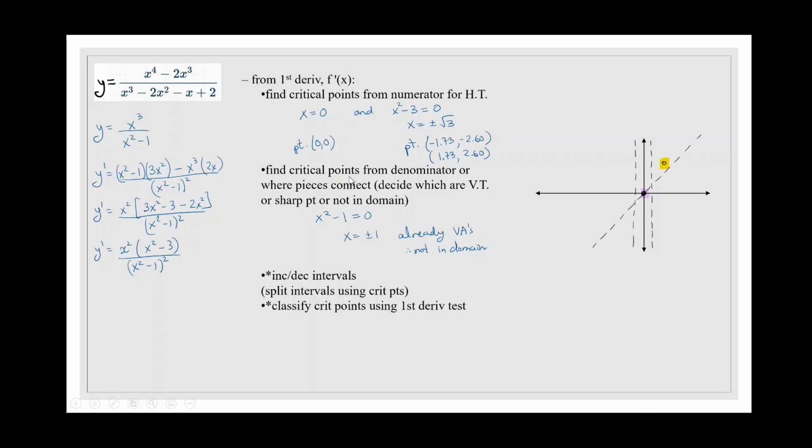Then we're going to find critical points from the denominator. We don't have piecewise, so I'm going to ignore that part. So the denominator piece right here, we have x squared minus 1. That gives us x equals plus or minus 1. But we already remember that these are VAs, so I don't have to say that these are critical points. So the only critical points we have are these three right here. For this example, I'm going to skip this. Moving on.